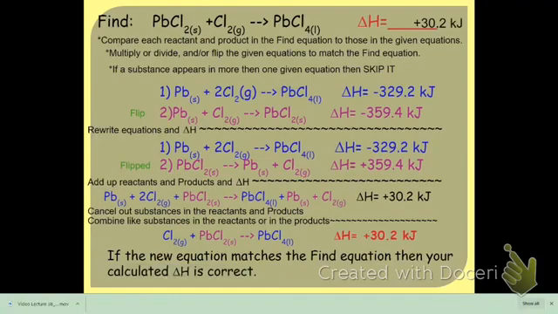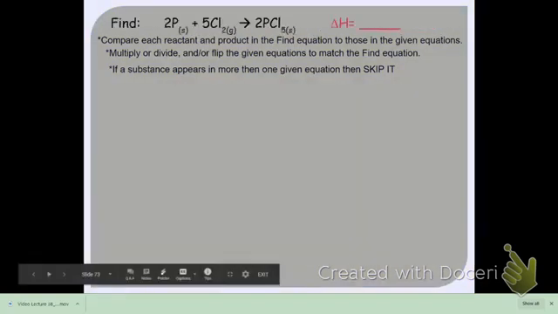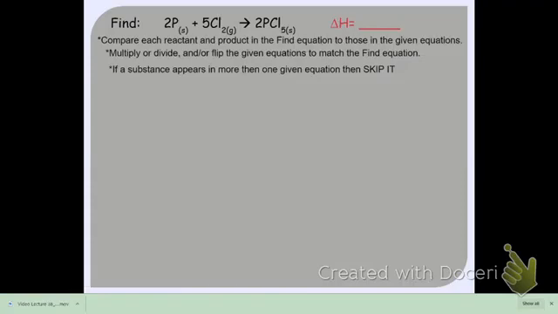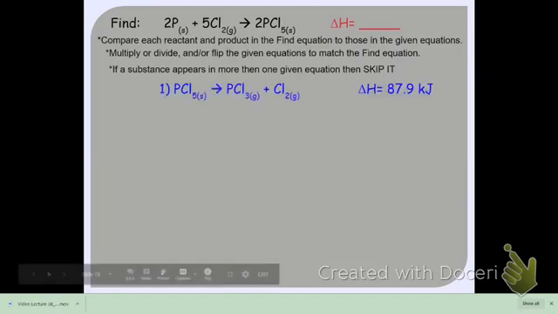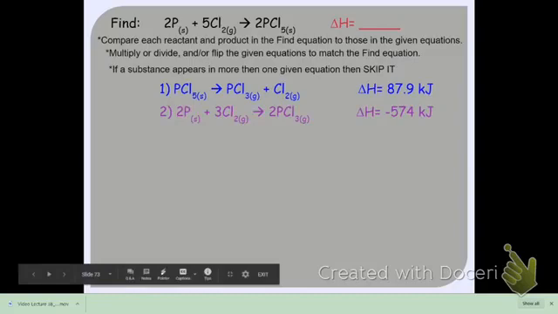Pause this if you need to. Write down whatever questions you have, and then just press play and continue. Okay, this one, we have 2P solid, phosphorus solid, plus 5 chlorine gases produces 2 phosphorus pentachloride solid. Okay, the reactants available are here. So again, we're going to do the same thing. We're going to work it, and then we're going to check ourselves to see if we got it right.